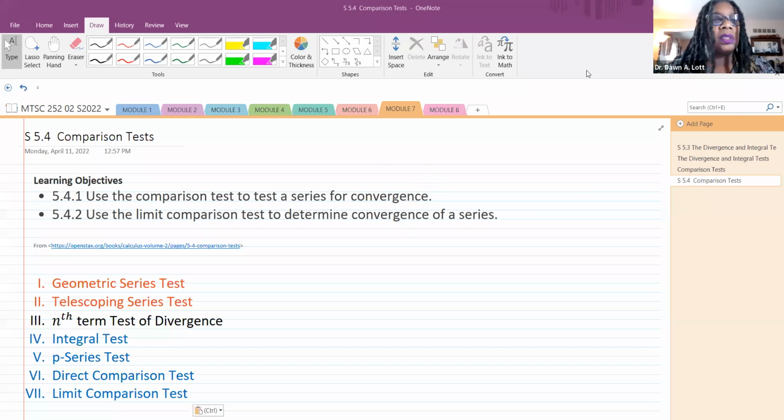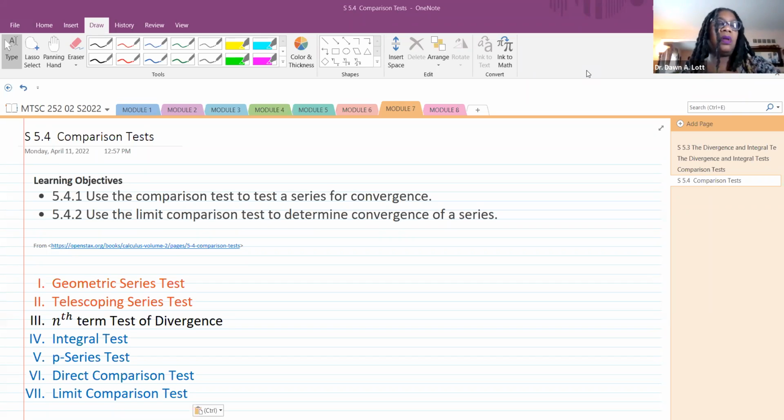Okay, in this section, we are looking at two more tests. That's the comparison test. We will learn to use the comparison test, or the direct comparison test, to see if a series converges. And then we'll also learn how to use the limit comparison test to see if a series converges.